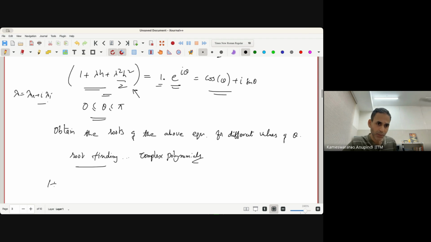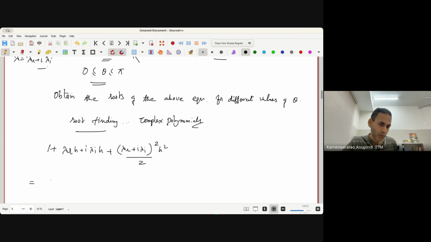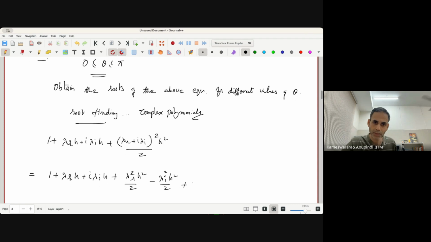For example, I can write this as 1 plus lambda r h plus I lambda I h plus lambda r plus I lambda I whole square times h square by 2, which is going to give me 1 plus lambda r h plus I lambda I h plus lambda r square h square by 2 minus lambda I square h square by 2, and then we get plus 2 lambda r lambda I, where the 2 in the denominator will cancel, you get I lambda r lambda I h square.